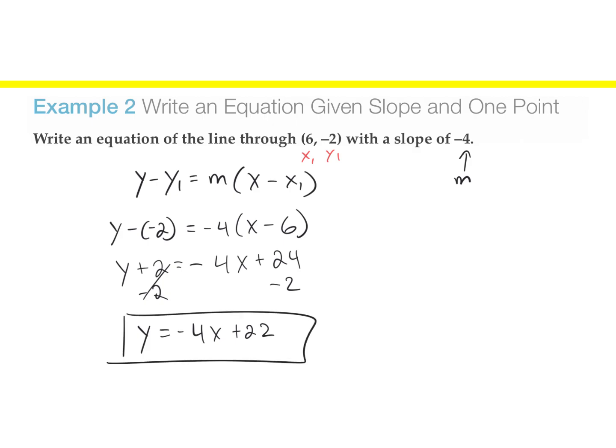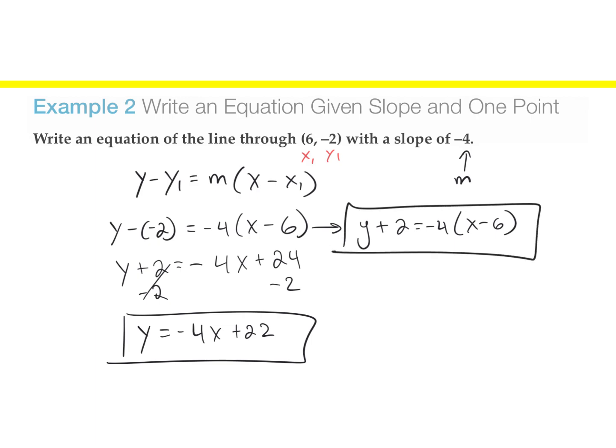Now, if you would have left it in point slope, it should look like this. y plus 2 equals -4 times (x minus 6). I would accept either this one after you simplify the y minus -2, or I would accept this one before you simplify the minus -2. Ideally, you want to simplify to have the least amount of errors, but either one would be correct.